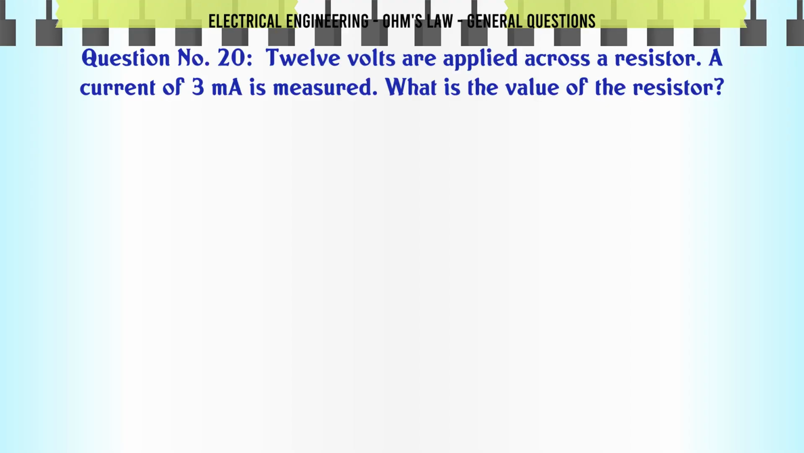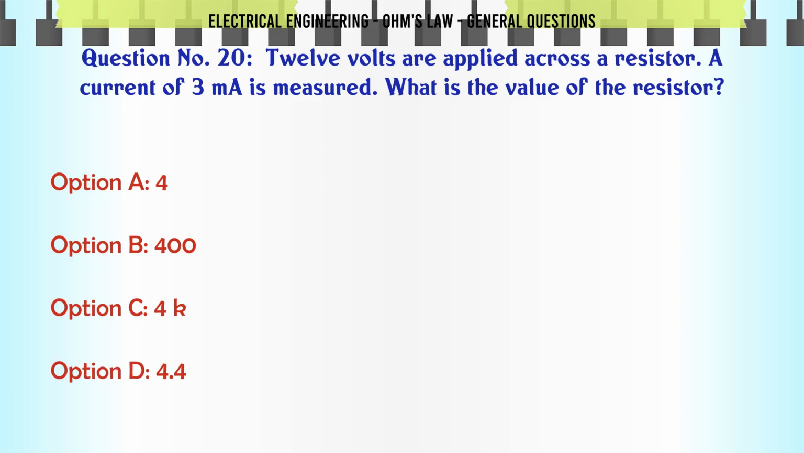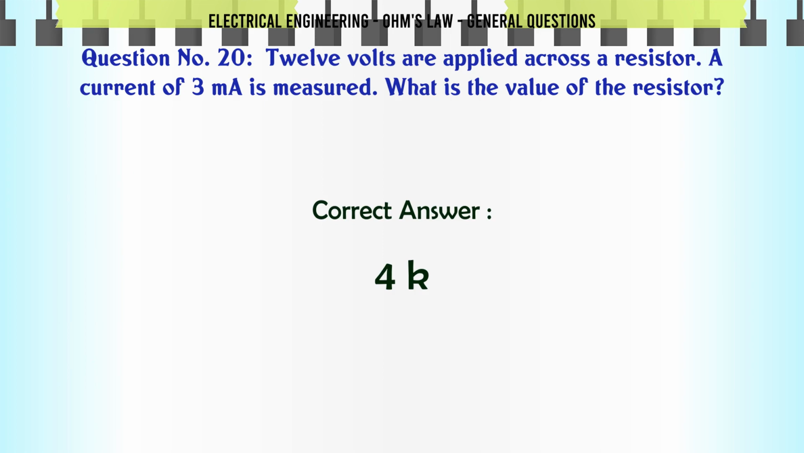12 volts are applied across a resistor. A current of 3 mA is measured. What is the value of the resistor? A) 4, B) 400, C) 4 K, D) 4.4. The correct answer is 4 K.